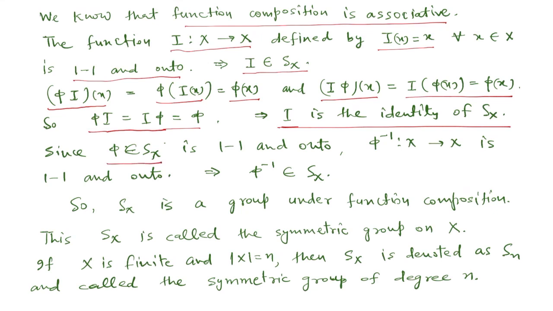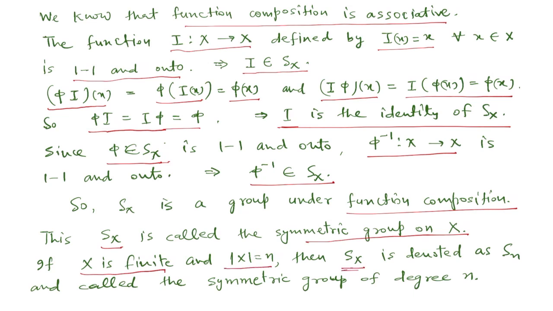Now since phi is 1-1 and onto, any member of Sx is 1-1 and onto, so its inverse also exists, and that is also 1-1 and onto. So phi inverse belongs to Sx. So Sx is a group under function composition, and we call Sx the symmetric group on the set X. If X is finite and it contains n elements, then we denote Sx by the symbol Sn and call it the symmetric group of degree n.